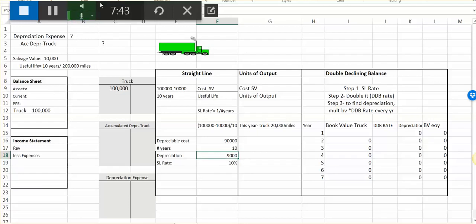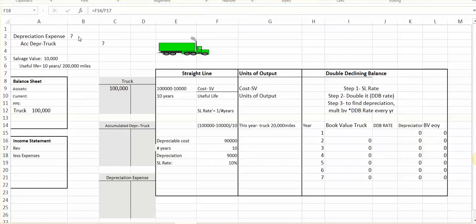So on the adjusting entry for depreciation expense, you'll debit depreciation expense for $9,000 and you'll credit accumulated depreciation for $9,000.